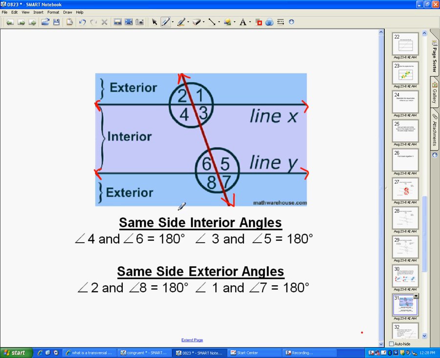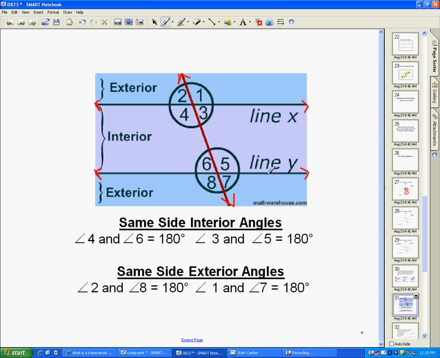So when I see same side interior, it's interior, so I know it's on the inside. And when it says same side, it means same side of the transversal. Same side interior angles have a sum of 180 degrees. So angle 4 and angle 6 together, they're the same side interior angles. They have a sum of 180 degrees. Angle 3 and angle 5, they're on the same side of the transversal, so they are same side interior angles with a sum of 180 degrees.